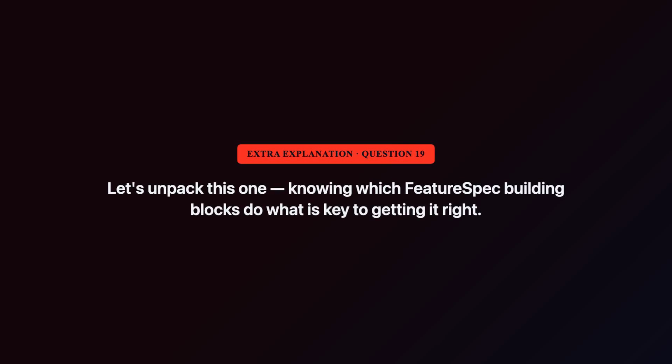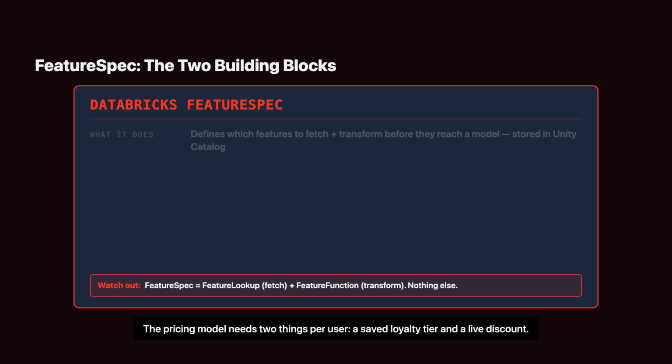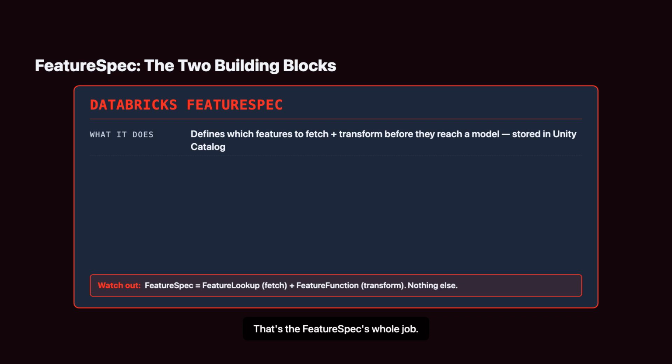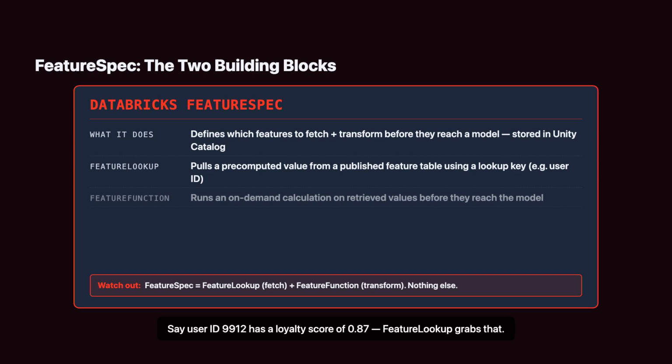Let's unpack this one. Knowing which feature spec building blocks do what is key to getting it right. Picture a travel booking site. The pricing model needs 2 things per user: a saved loyalty tier and a live discount. That's the feature spec's whole job. Feature lookup fetches the stored value from the online feature table. Say user ID 9912 has a loyalty score of 0.87. Feature lookup grabs that. Feature function then runs a fresh calculation on that score before it reaches the model.